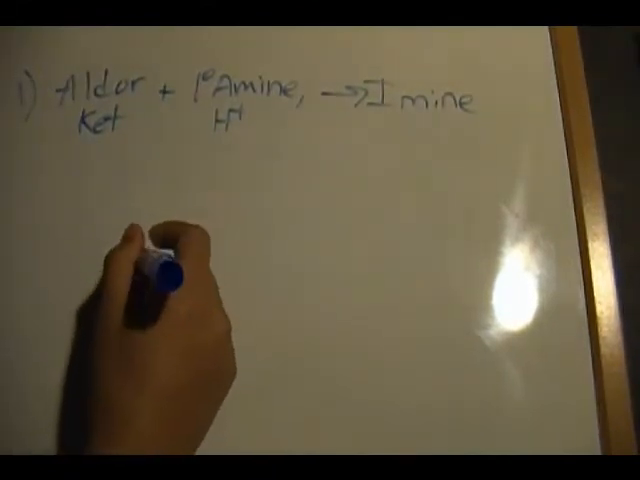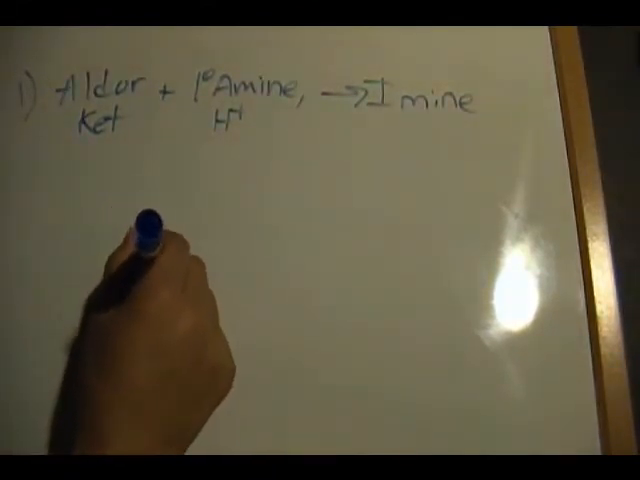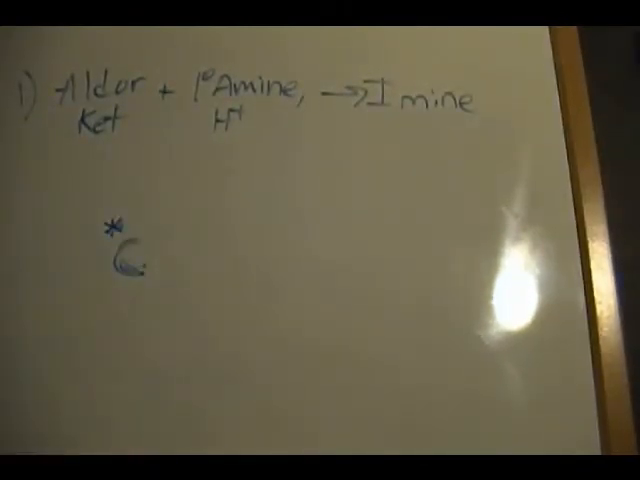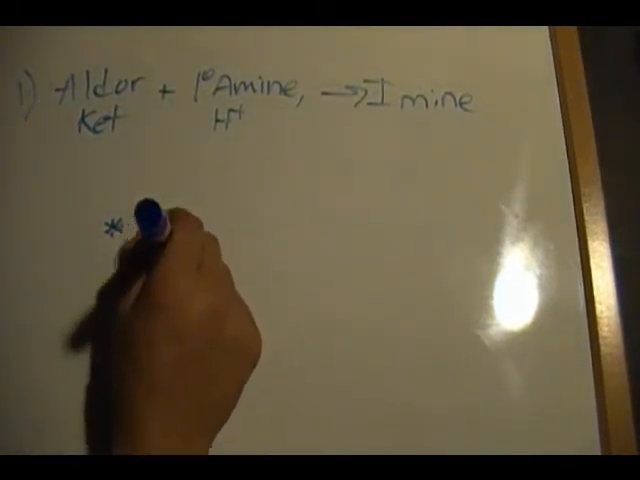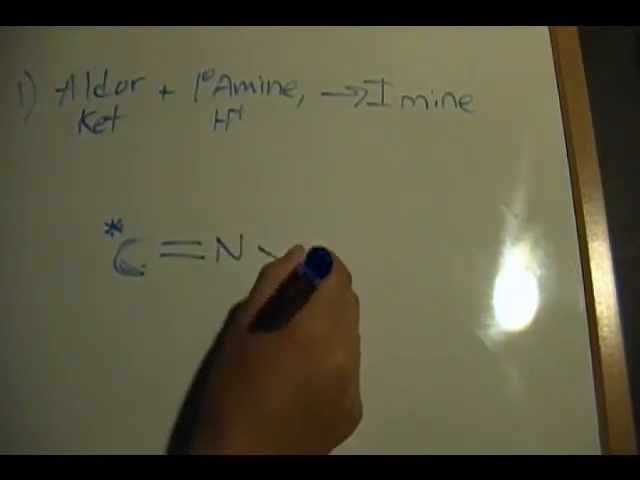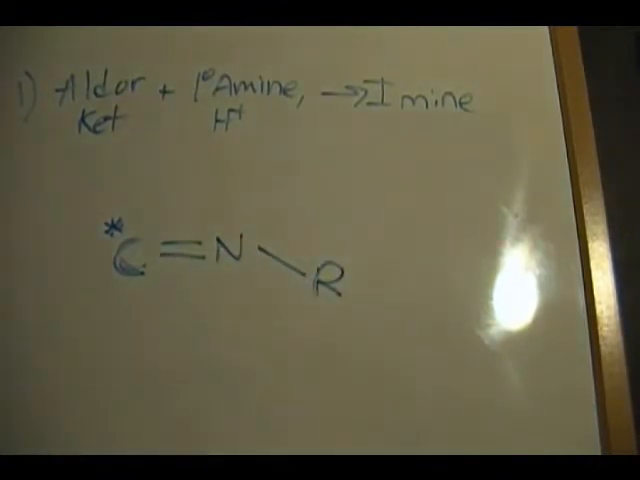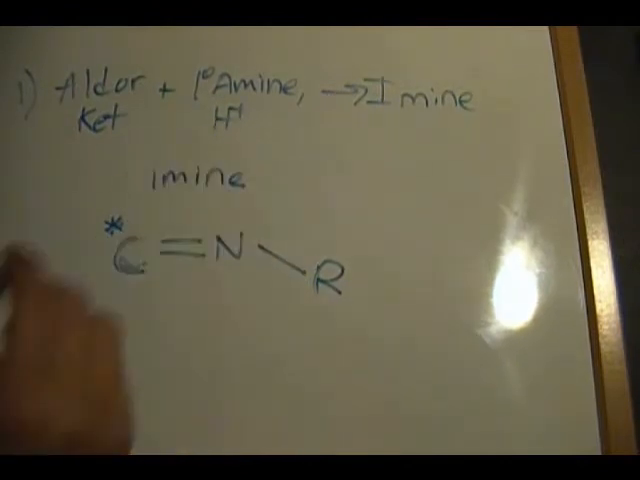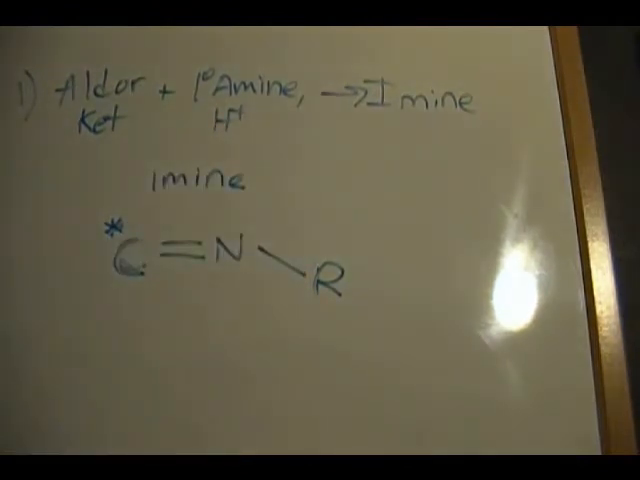So your imine is a carbon, not any type of carbon, it's your star carbon, basically the carbon of your carbonyl, double bonded to a nitrogen with the R group hanging off of it. So that right there is your imine, and you guys will see how this works, okay?